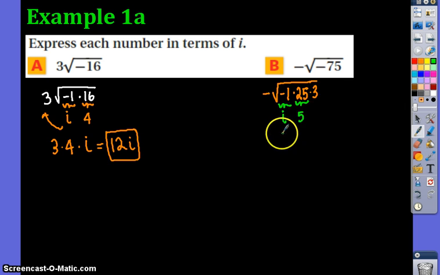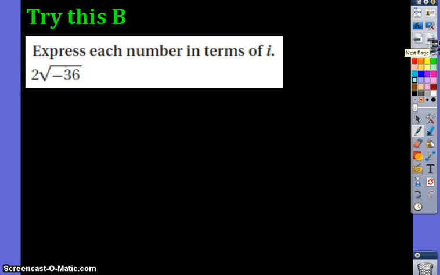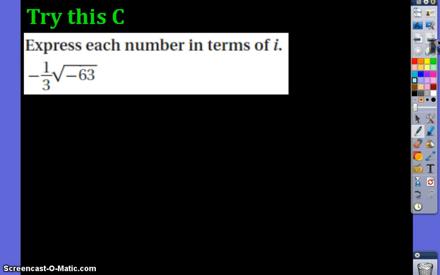The 3 is not going to get out from underneath the radical. So the i and the 5 are going to get multiplied by the negative out here, and if it helps you, you can think of that as a -1. So we have -5i times the square root of 3 as our final answer. All right, why don't you guys try this one, and this one, and finally try this one.